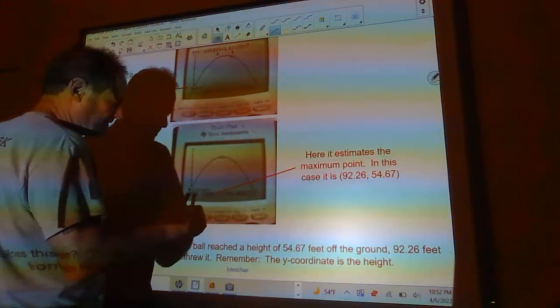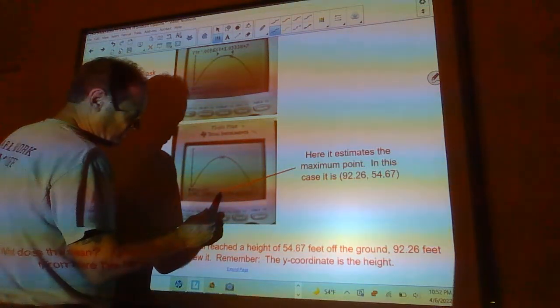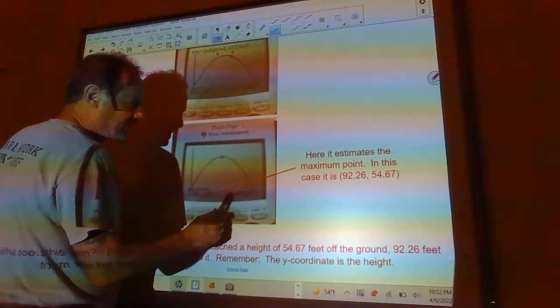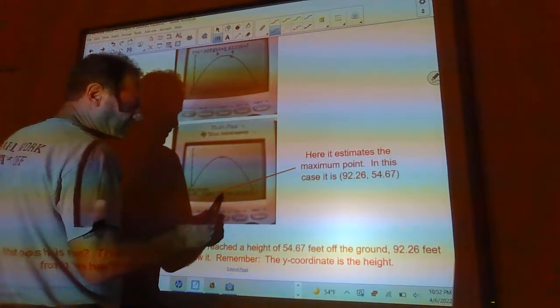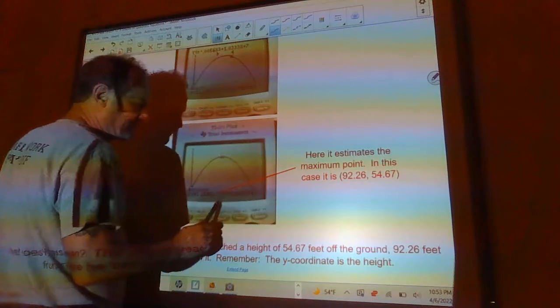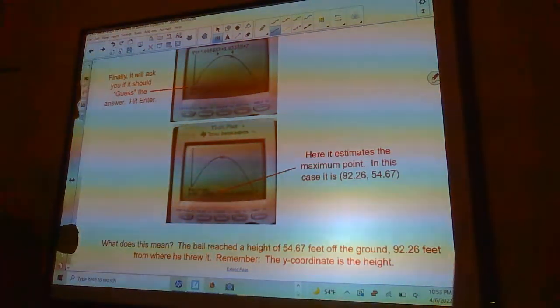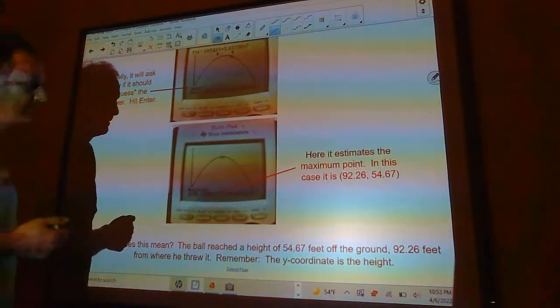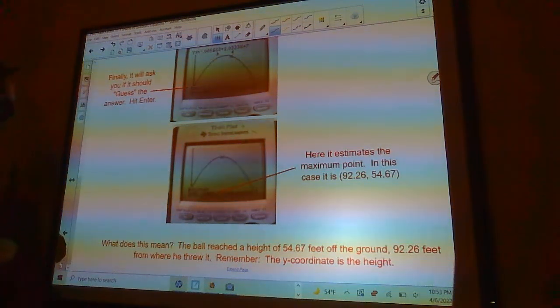Now, what do those numbers mean? Well, the X coordinate tells me how far the ball went before it hit its maximum point. So it traveled 92.26 feet, and then the ball had a height of 54.67 feet up, okay? Remember, the Y coordinate is the height. So I was able to use technology to solve a problem that would have been very difficult to do by hand.